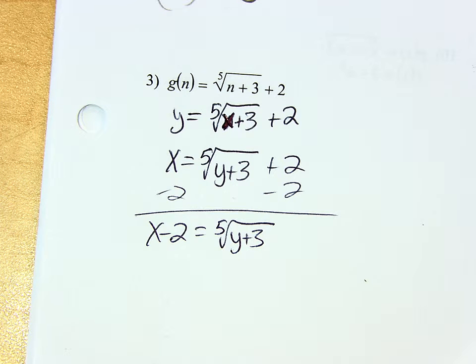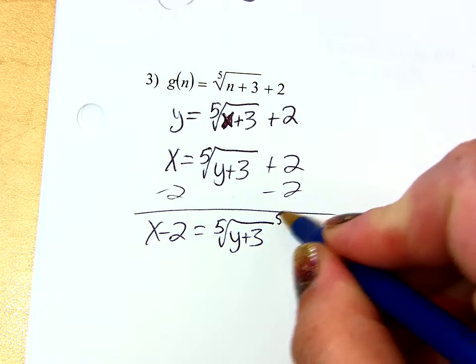Okay, I'm still trying to get y by itself, so now I need to... Great question. How would I undo a fifth root? To the one fifth power? You raise it to the fifth power.